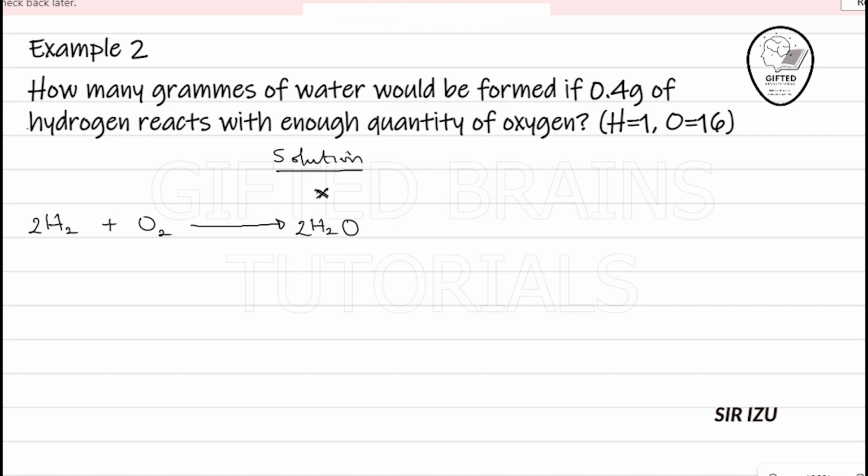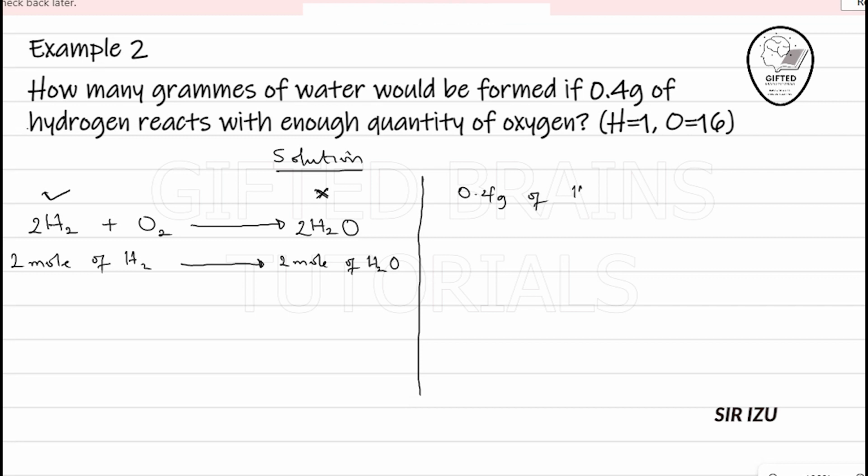If 0.4 gram of hydrogen, so I'm given this 0.4 gram of hydrogen. I will split my bond again into 2, and write 2 mole of hydrogen. I'm getting this from the equation: 2 mole of hydrogen, H2, forms 2 mole of water. The next thing I need to do again is to calculate from what is given to me. I'm given 0.4 gram of hydrogen.